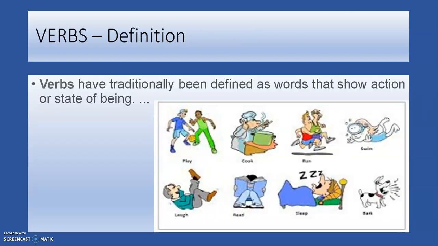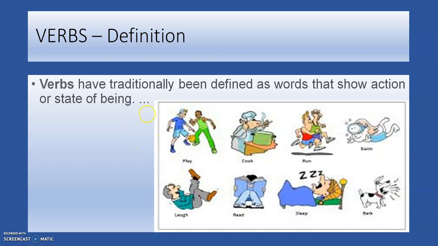So here comes the definition of verbs. Verbs have traditionally been defined as words that show action or the state of being. Here we can also say that verbs tell us what action the noun or the pronoun is doing. So we can say verbs are basically action words.